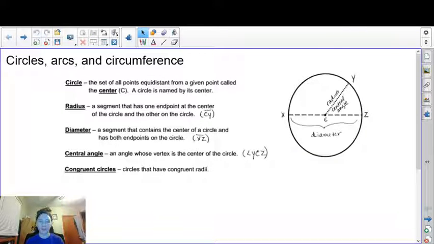All right, ladies and gentlemen, day one of our circles unit. Let's make sure that you have your circle formula book. If you don't have that, go back and watch the video previously and make one. If you do have it, great. Let's get it out and get it ready to start getting filled in.